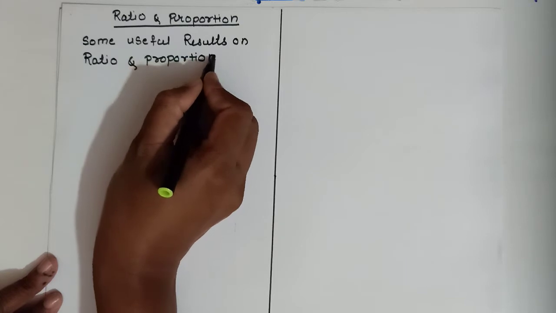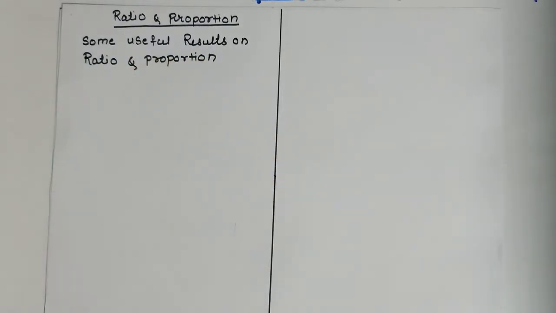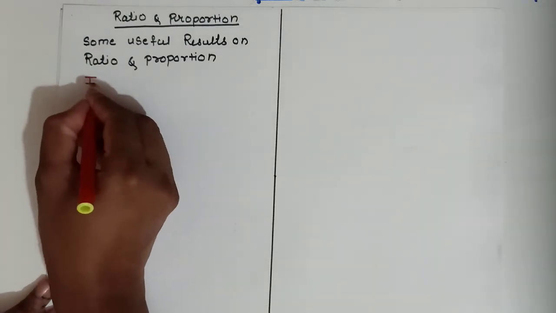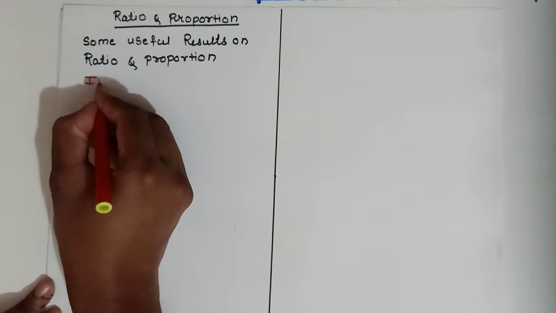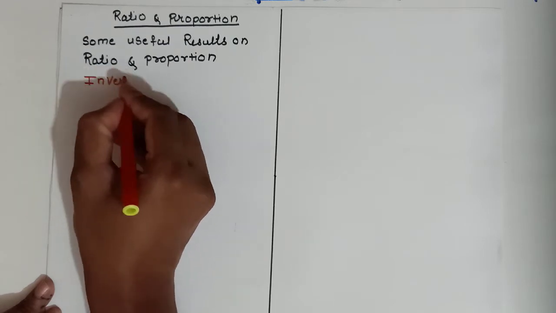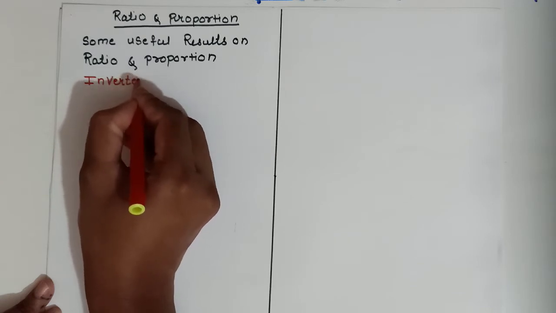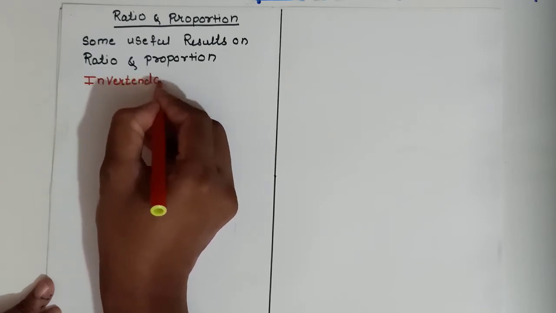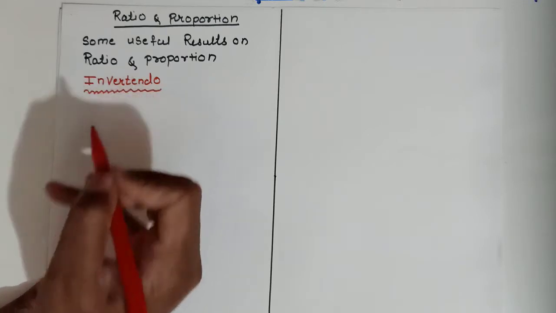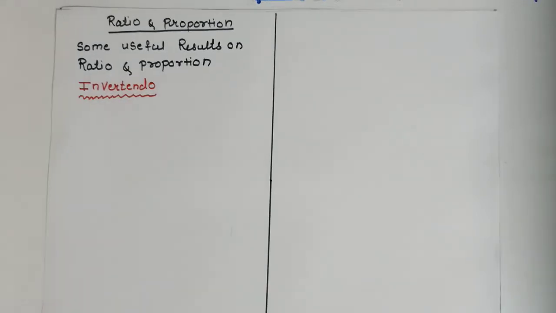Okay, so the very first property is called the invertendo property. These names you may feel a little funny, but we have to study all these names, so don't take it as fun. So the very first property is which? Invertendo. Now let's see how this invertendo property is applied.